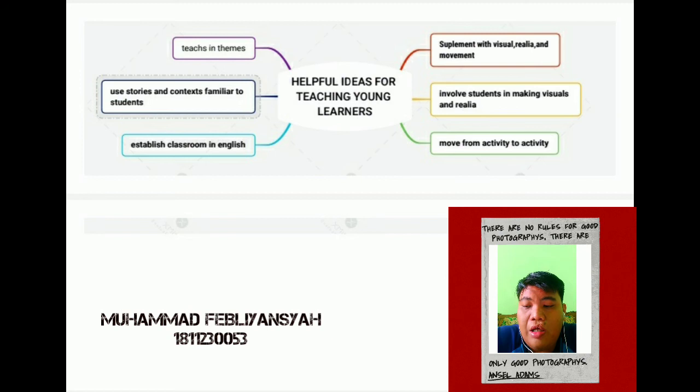The fourth is to teach in themes. A thematic unit is a series of lessons on the same topic and subject. So the teacher can recycle language from lesson to lesson. And the fifth is to use stories and contexts familiar to students.